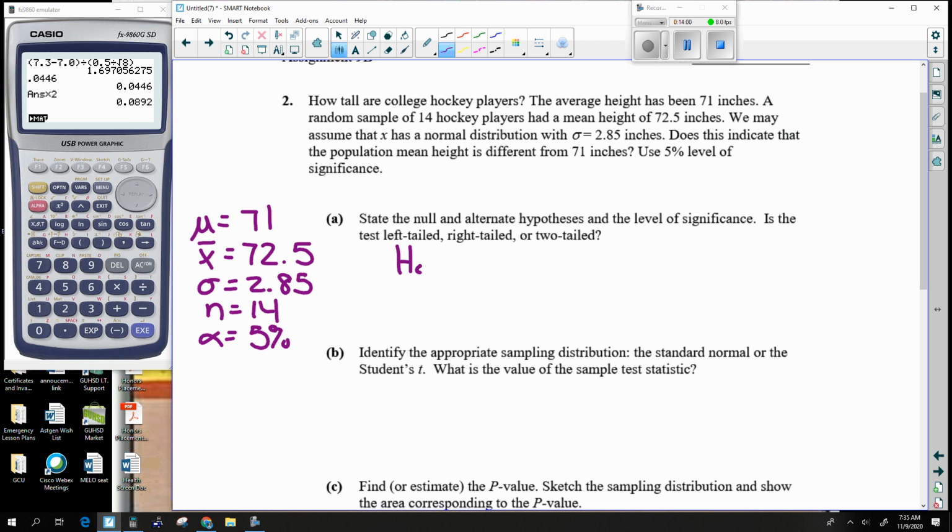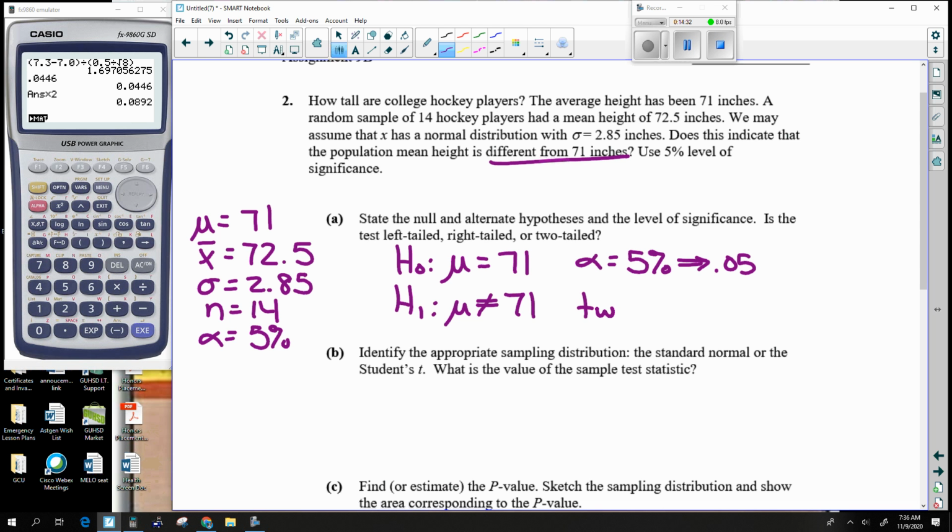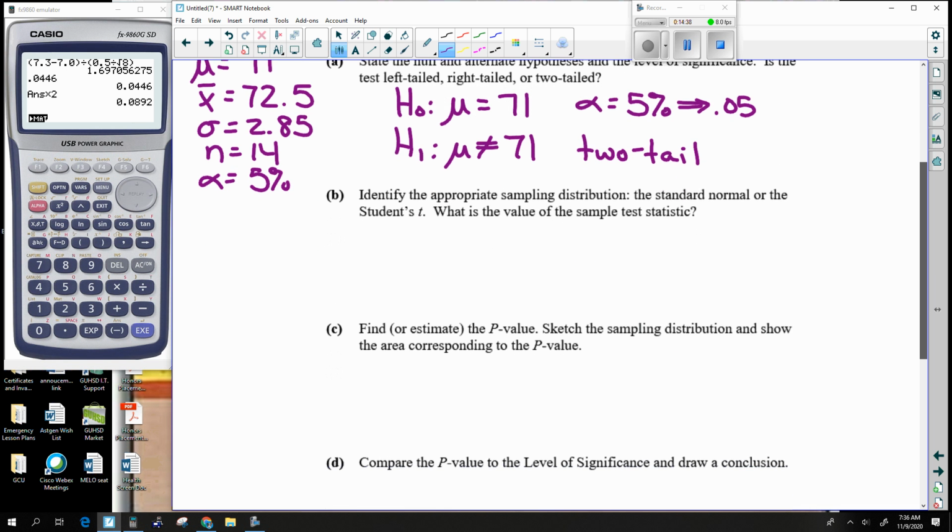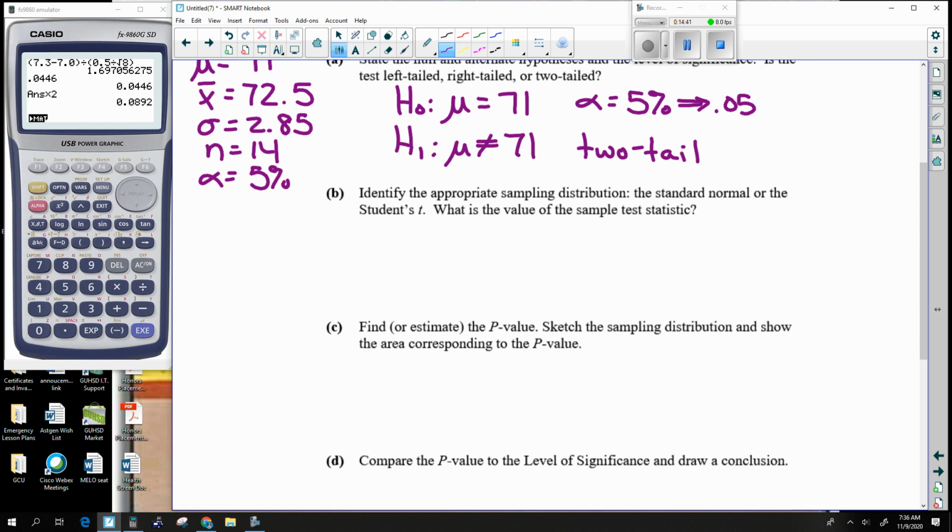So we begin with our null hypothesis, and that's what the average is. So the average is 71 inches. Our alternate hypothesis is the same symbol and number. However, what is the question asking? It's asking, is it different from 71? So I don't care if it's bigger or smaller, as long as it's not equal to. The level of significance in this case is 5%, so I write that down, 0.05, and this is a two-tail. Again, we don't see these very often.